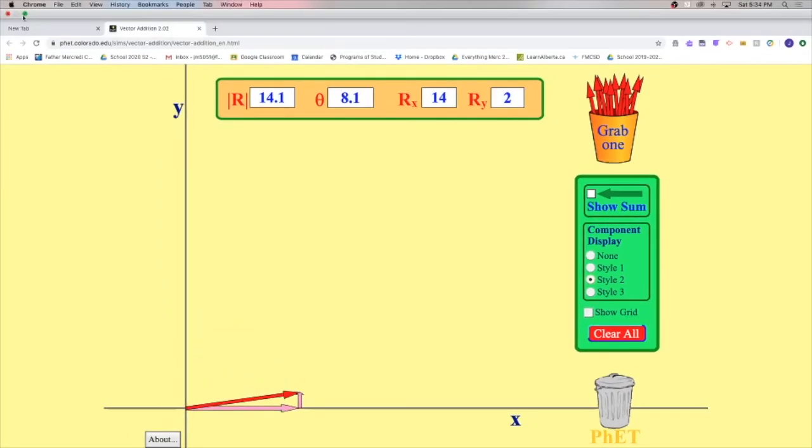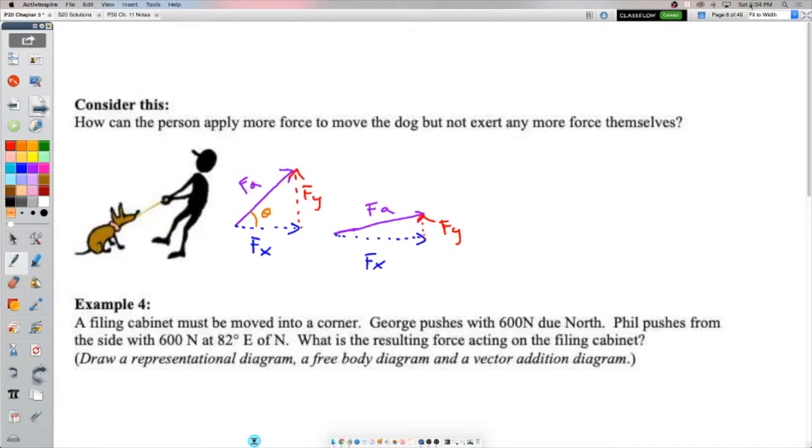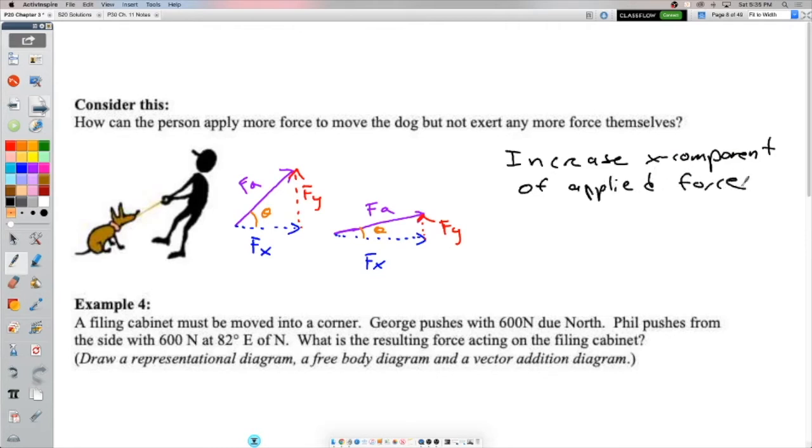So to answer our question of how could this person move the dog without working any harder, they could decrease the angle they're pulling at. So decrease this angle theta, make it smaller so that more of their applied force is happening in the x-axis. So I would just say increase the x component of their applied force by decreasing theta, where theta is the angle between the applied force and the horizontal.